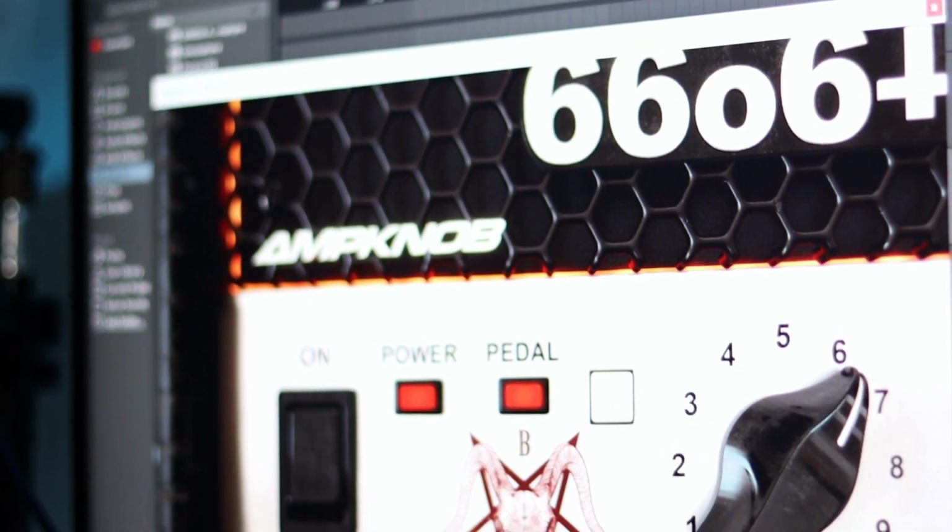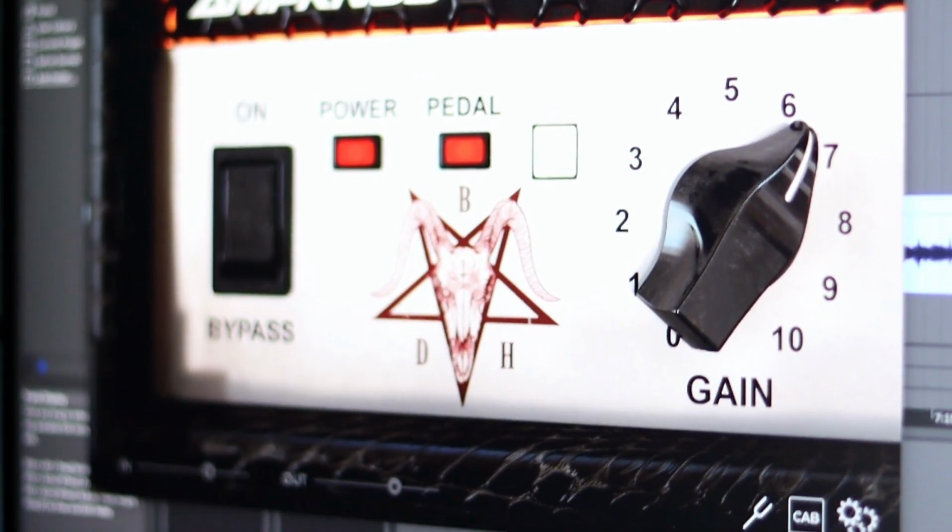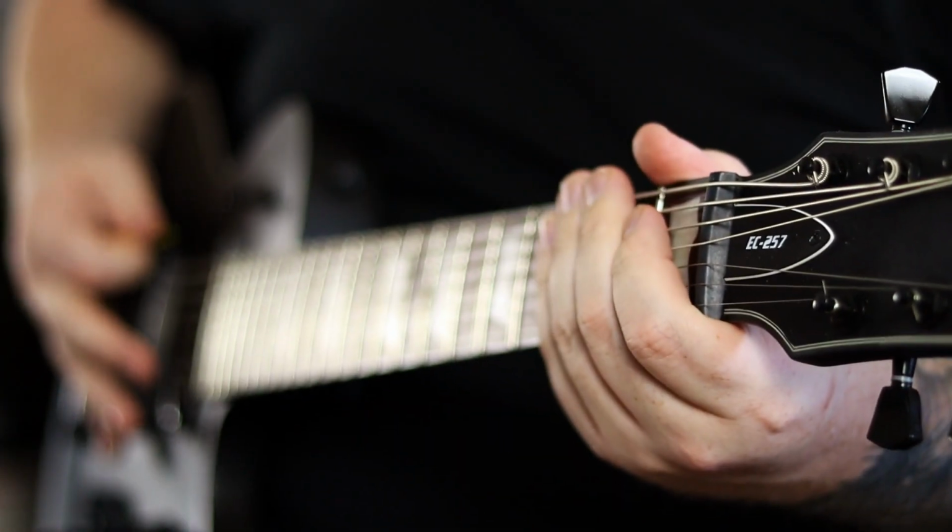Number 2 is the Bogren Digital Ampknob 6606 Plus, which is modeled after the very first tube amplifier that I ever owned, and yes, this is a bit of a nostalgia kick for me. It is the PV6505 Plus, and man, does Bogren really capture the tone and characteristics of the 6505 Plus.